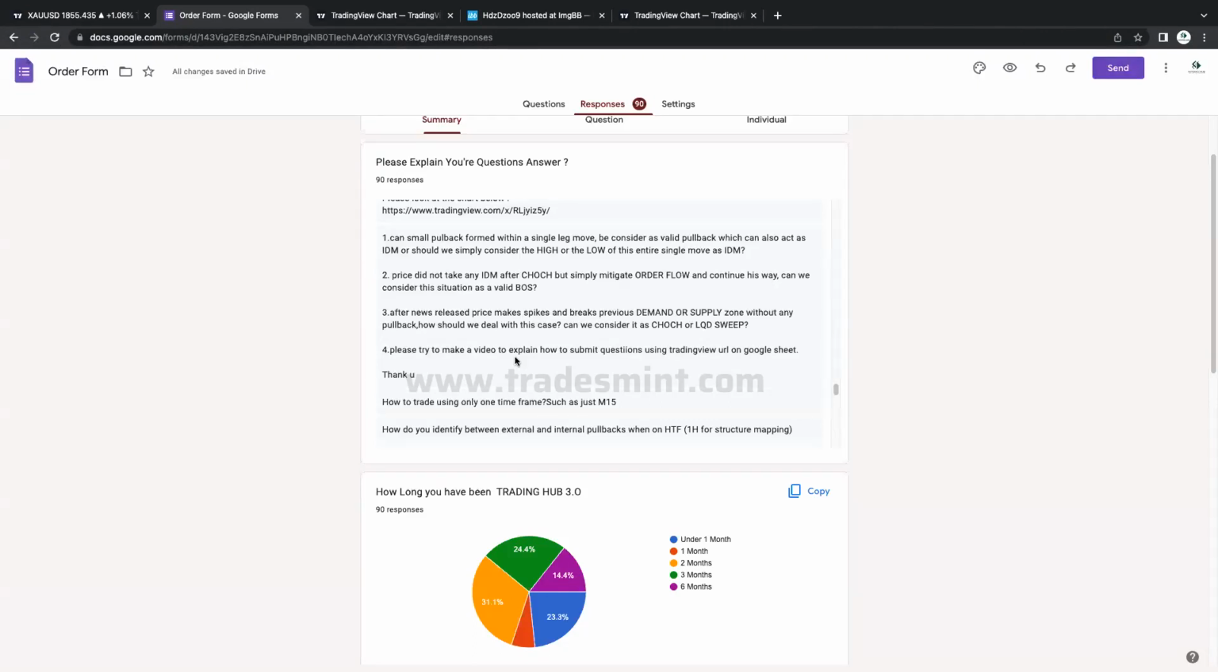The next question: after news release, price makes a spike and breaks the previous demand supply zone without any pullback. How can we deal with this case? Can we consider it a CHoCH or liquidity reserve? So we can mark those as liquidity, right? Most of the time news grabs the liquidity before continuing to go higher, or before continuing to push downside.